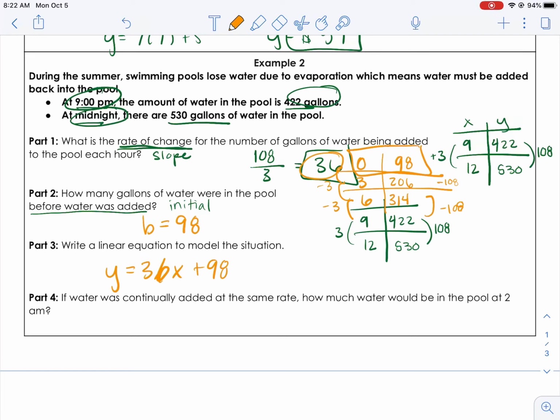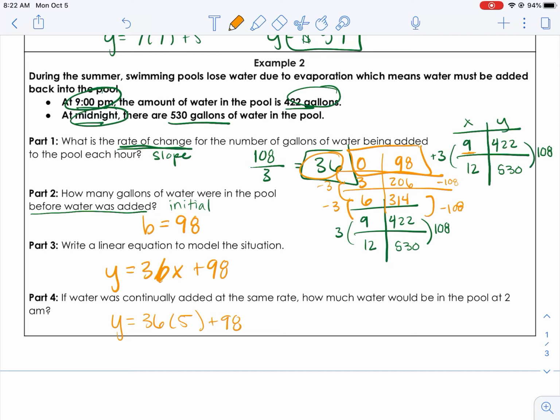Well, at 2 a.m., that is going to be 5 hours more than our initial value. So from 9 o'clock to 2 o'clock, that's 5 hours past that. So I would say 9 to 10 is 1 hour, 10 to 11 is an hour, 11 to 12, 12 to 1, 1 to 2. So we're going to plug in 5 for x.